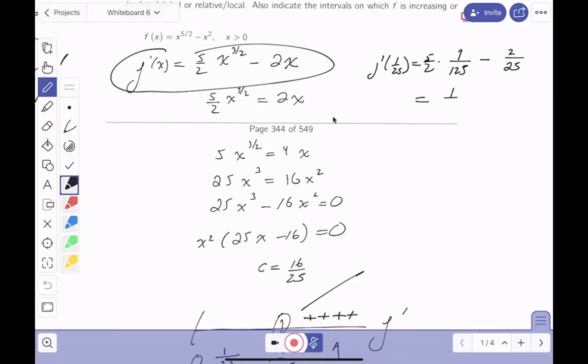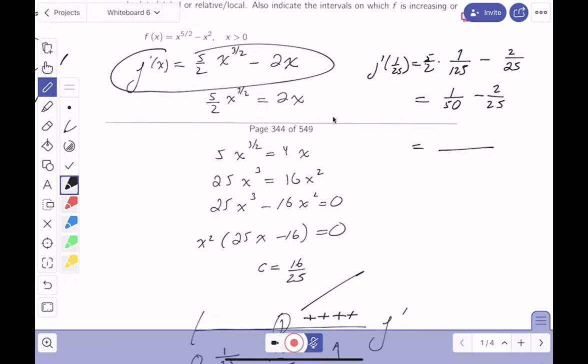What do you get over here? 1 over, let's see, that would be 50, right? Because 5 goes into 25, 25 times, so 2 times 25 is 50, minus 2 over 25.